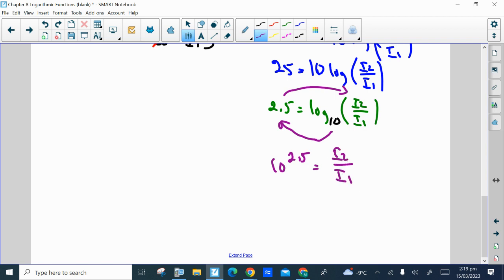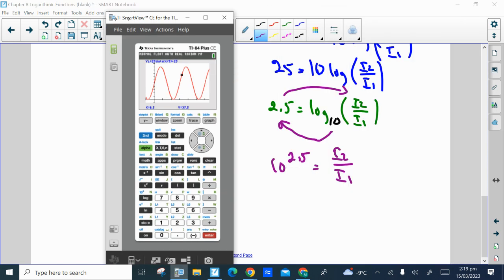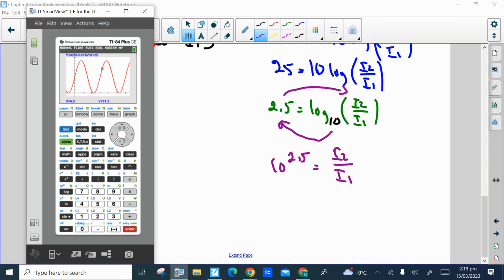And so our answer is whatever 10 to the power 2.5 is. That's how many times more intense the sound level of the media player is compared to the sound level of the chainsaw. So approximately 316 times more intense.